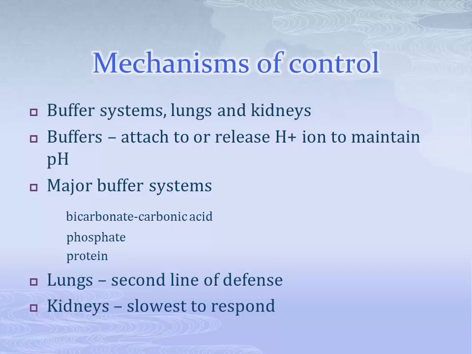We're not going to be too concerned right now about phosphates or proteins. So buffers are the first line of defense against pH imbalance, the lungs are the second line of defense, and the kidneys are the final line of defense. So again, buffering minimizes changes in pH by taking up or releasing hydrogen ions. Usually the buffer systems are pairs of chemicals, and the one we're talking about is the bicarbonate carbonic acid pair.